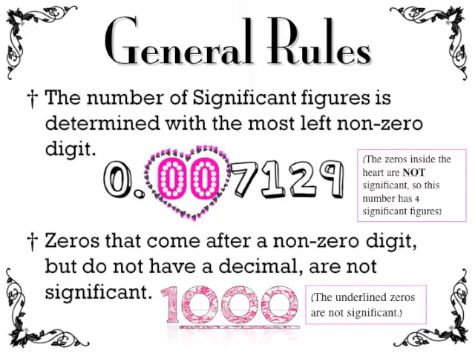Zeros that come after a non-zero digit but do not have a decimal are not significant. The underlined zeros are not significant, so the only one that would be is 1.